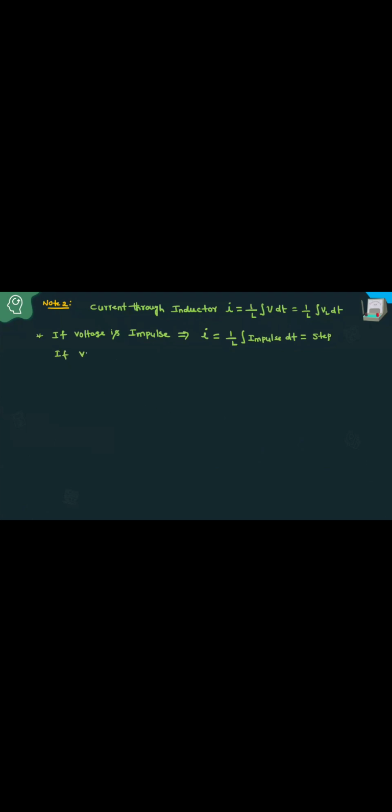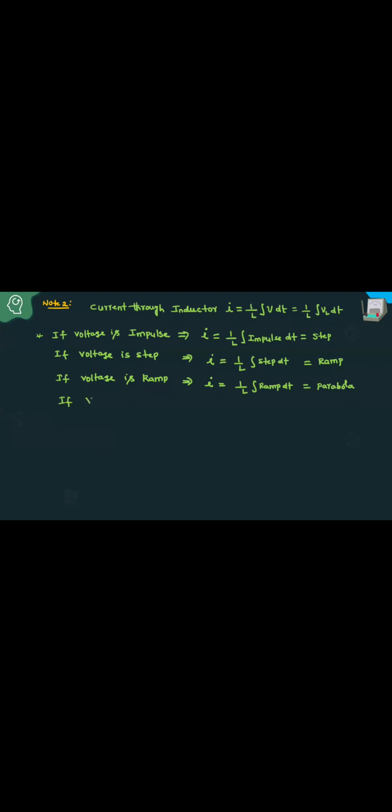If voltage is step, then what is the current? 1 by L integration of step. What does the integration of step give? Ramp. Differentiation of ramp is step, then integration of step is ramp. If voltage is ramp, then what is the current, friends? The current I equal to 1 by L integral ramp. Integrating, we can get parabola.